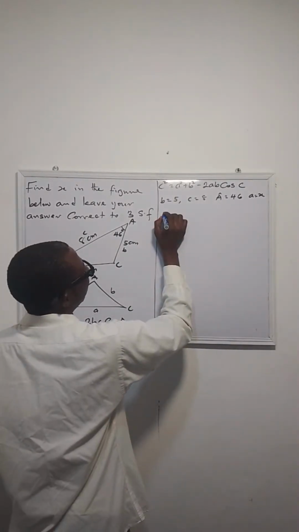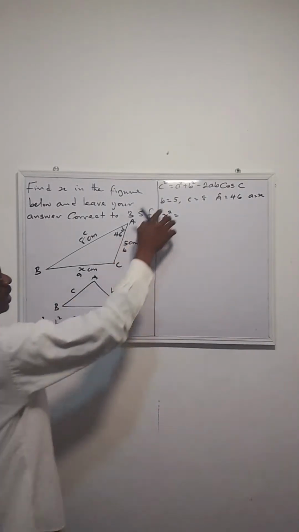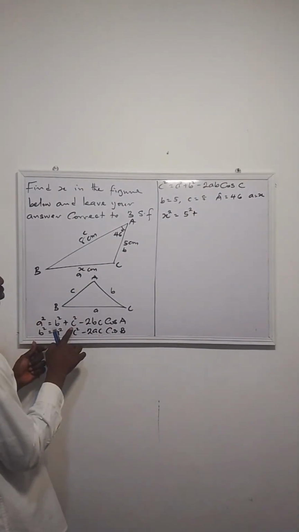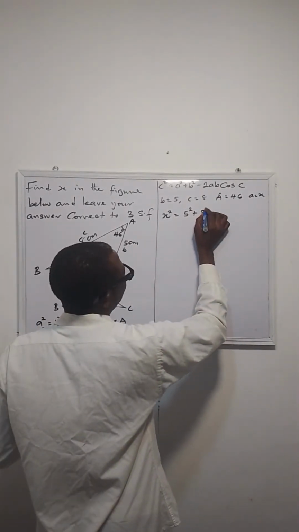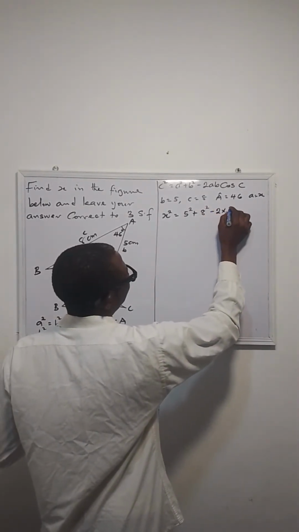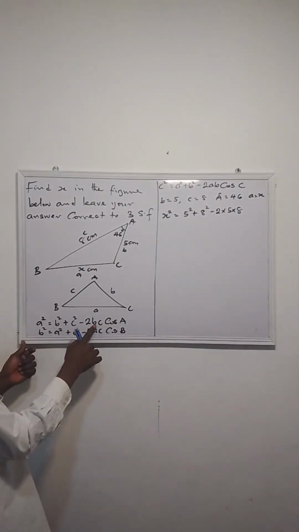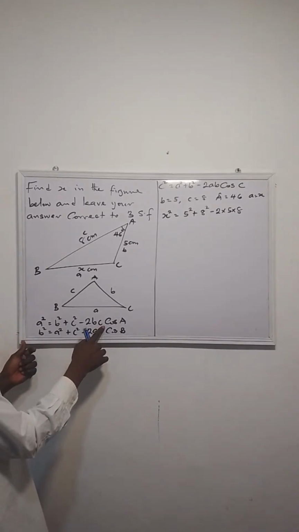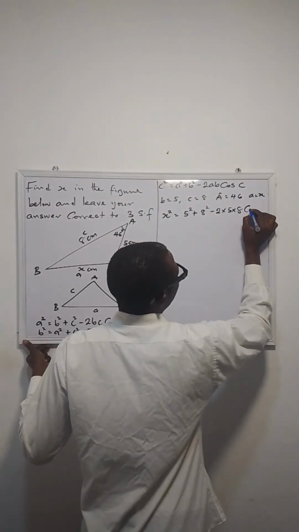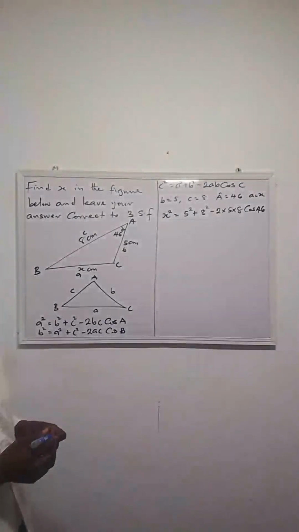So we have x squared equals B squared, that's going to be 5 squared, plus C squared, that is 8 squared, minus 2 times 5 times 8. 2 times 5 times 8, B is 5, C is 8, cos A, cos 46. Hope you understand that now.